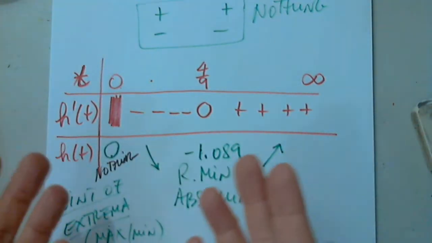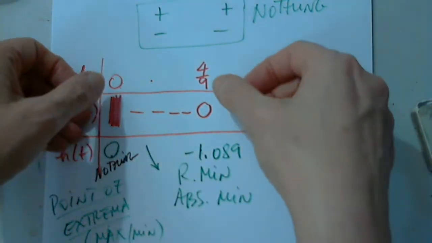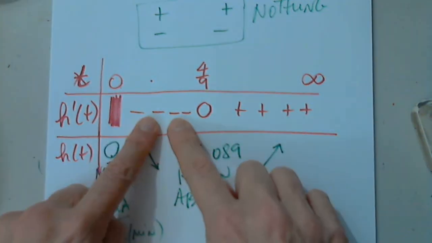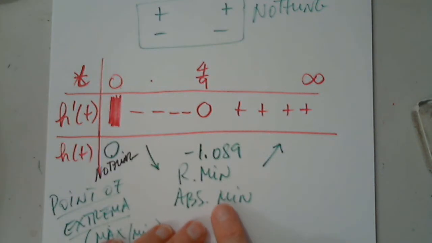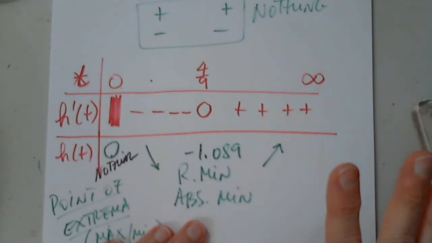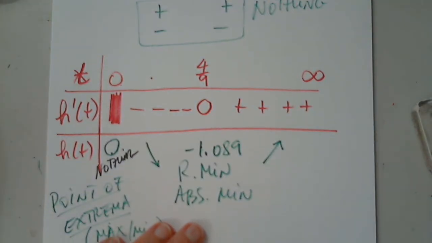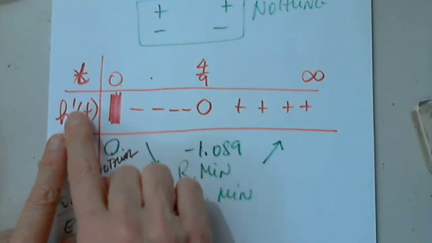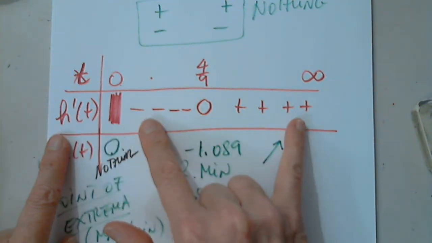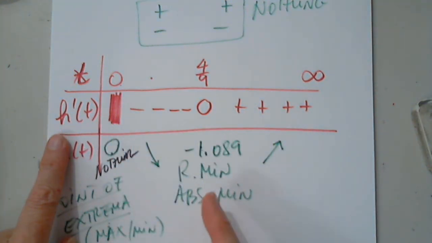Now I can say a lot about this function. Between these two, it's decreasing. Between these two, it's increasing. It has a relative minimum and also an absolute minimum. It doesn't have absolute max, it doesn't have relative max. And all these come from the first derivative: increasing, decreasing, a relative min, max, or absolute min, max.